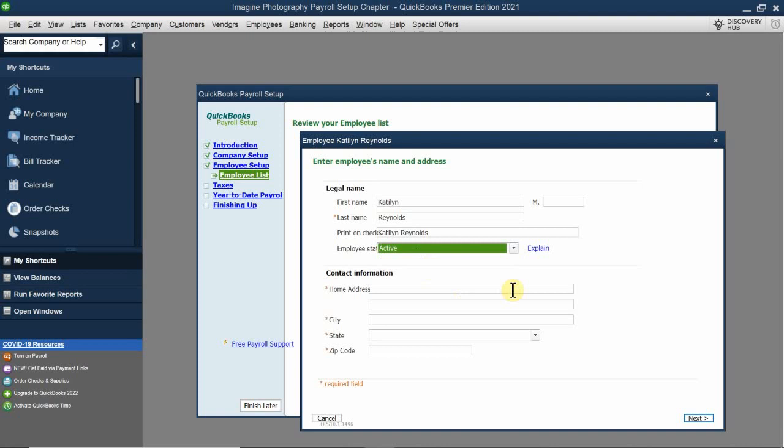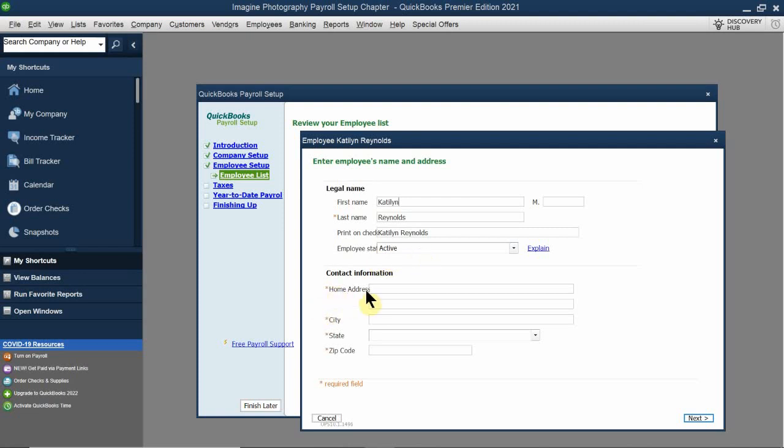Now, if for any reason you call her Katie, or she goes by Katie, then that's going to be a note to the person's profile, okay? But in this case, if it's her full legal name, it has to be the full name. Now, I believe it just says Katie, but I'm going to assume that's a nickname. So her full name is Caitlin Reynolds, okay? And again, the print on the check is going to be Caitlin Reynolds, okay? Employee status, she's active for sure, okay?